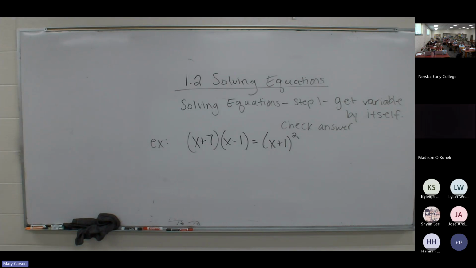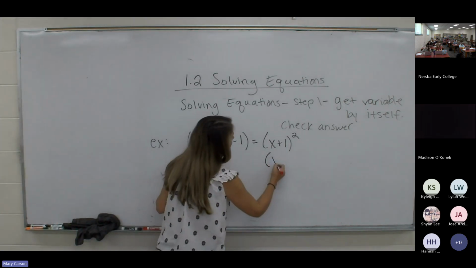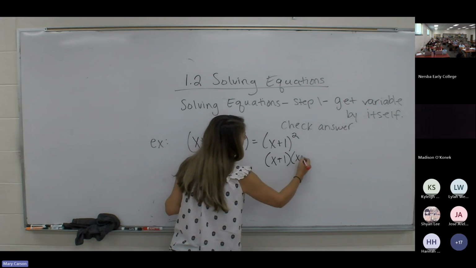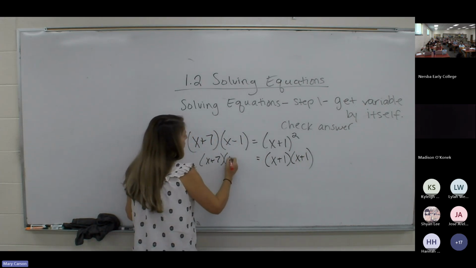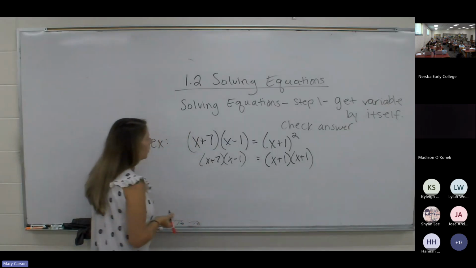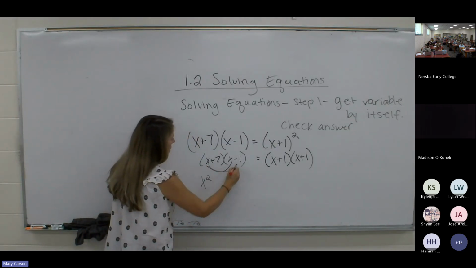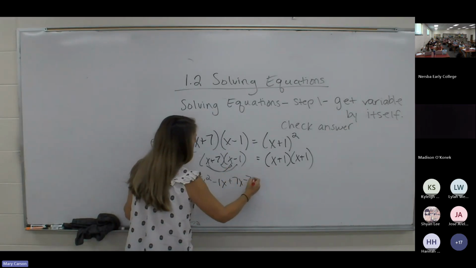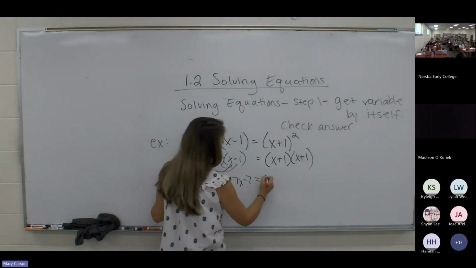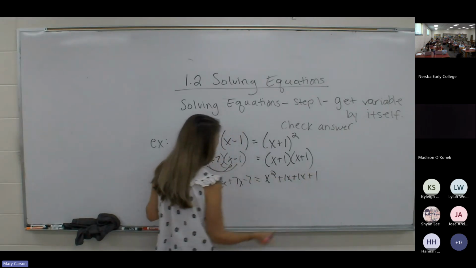All right, we ready? So, we rewrite this as x plus 1 times x plus 1, because it just means that twice. You can do the box or FOIL, just for the sake of time, and do x times x is x squared, negative 1x, 7x, negative 7. And then this one's going to be x squared, 1x, 1x, and 1.